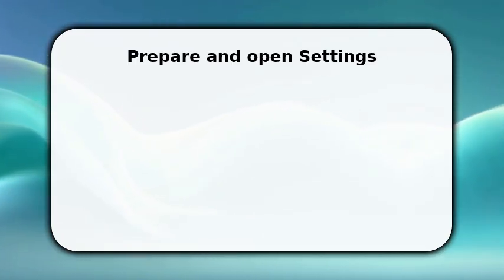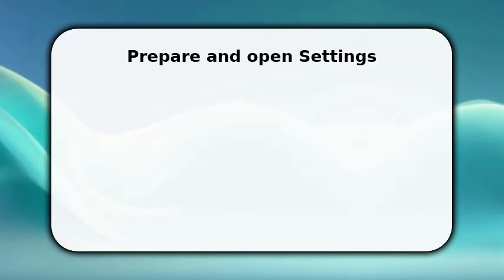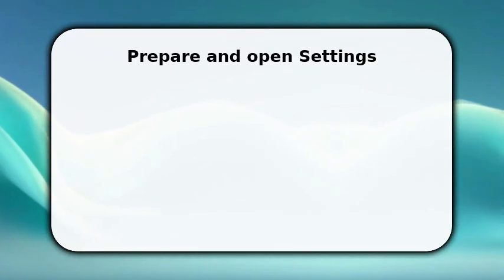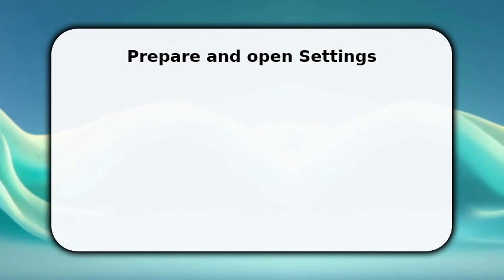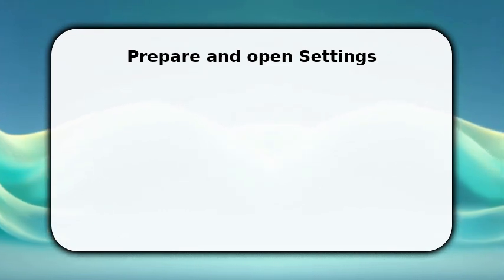You do this because Always On Display integrates with power and security, and outdated OS can hide options. If the update is pending, install it now, then return to Display to continue. This prevents missing controls and keeps the settings stable.